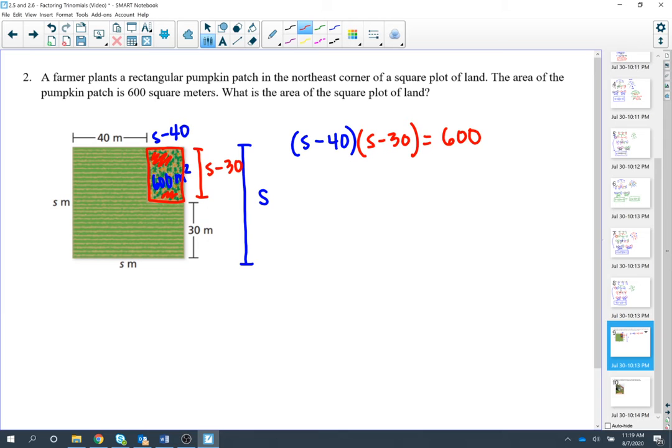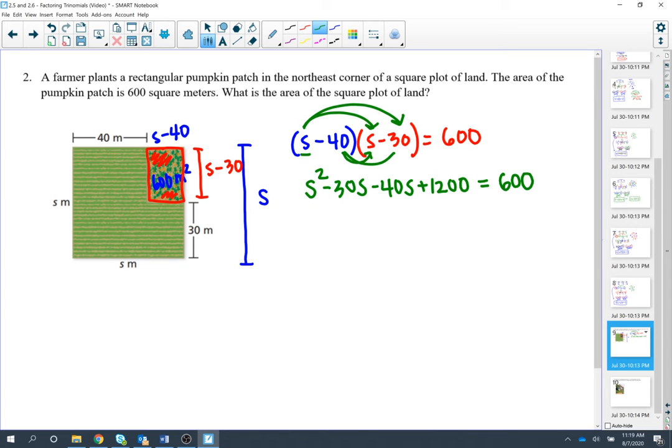Think about this. If you subtract 600 from both sides, can you subtract 600 from this? No, those are in parentheses. This is in factored form. So before I can actually subtract 600, I need to get this into standard form. So in order to get it into standard form, we're going to multiply it out. S times S, S squared. S times negative 30, negative 30S. Negative 40 times S, negative 40S. Negative 40 times negative 30, positive 1200. Equals, and just drop down the 600. Now, combine like terms.